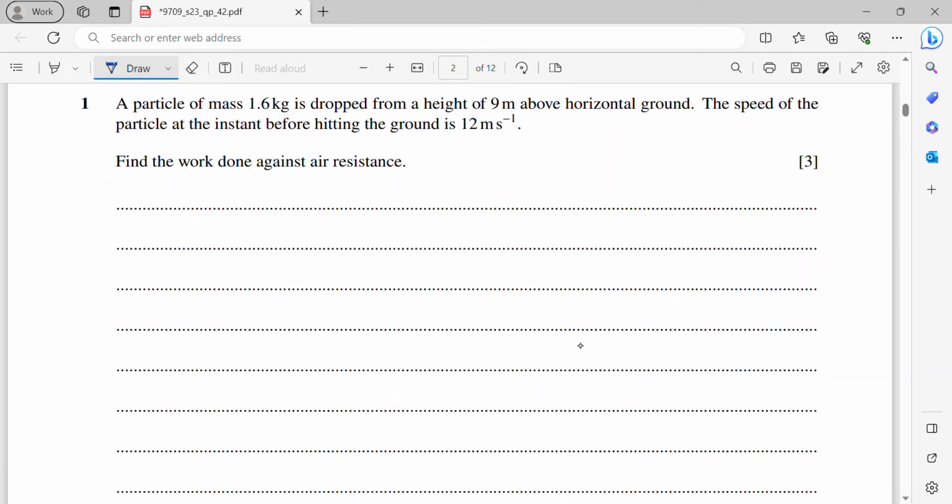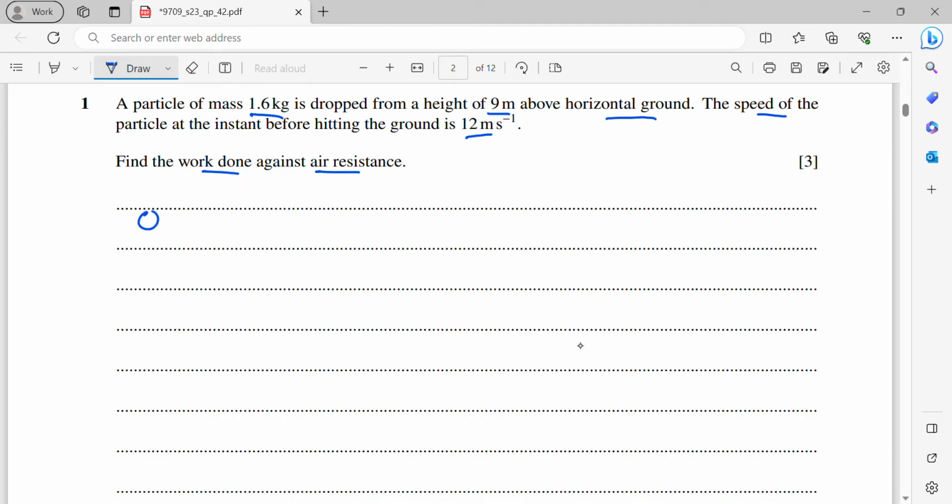For question number 1, a particle of mass 1.6 kg is dropped from a height of 9 meters above horizontal ground. The speed of the particle at the instant before hitting the ground is 12 meters per second. Find the work done against air resistance.